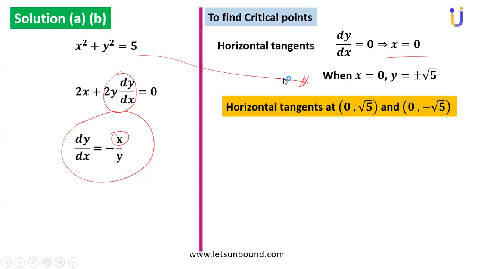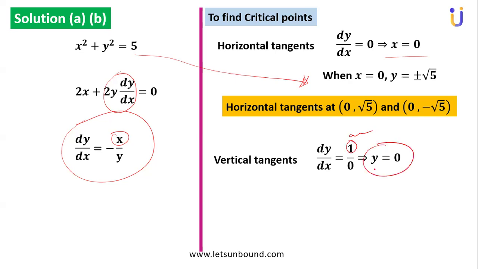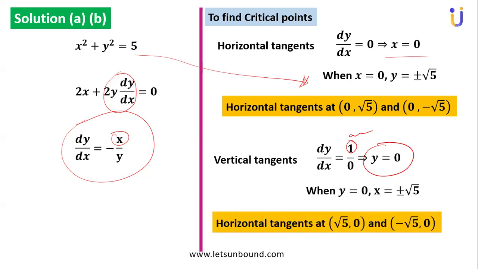Not only this, vertical tangents also will be classified as critical points. So dy by dx is 1 over 0. Right? It can be 1 or any number over 0. So if your y is 0, then there is a chance it's a vertical tangent, and vertical tangents occur at these points. So these are your critical points.